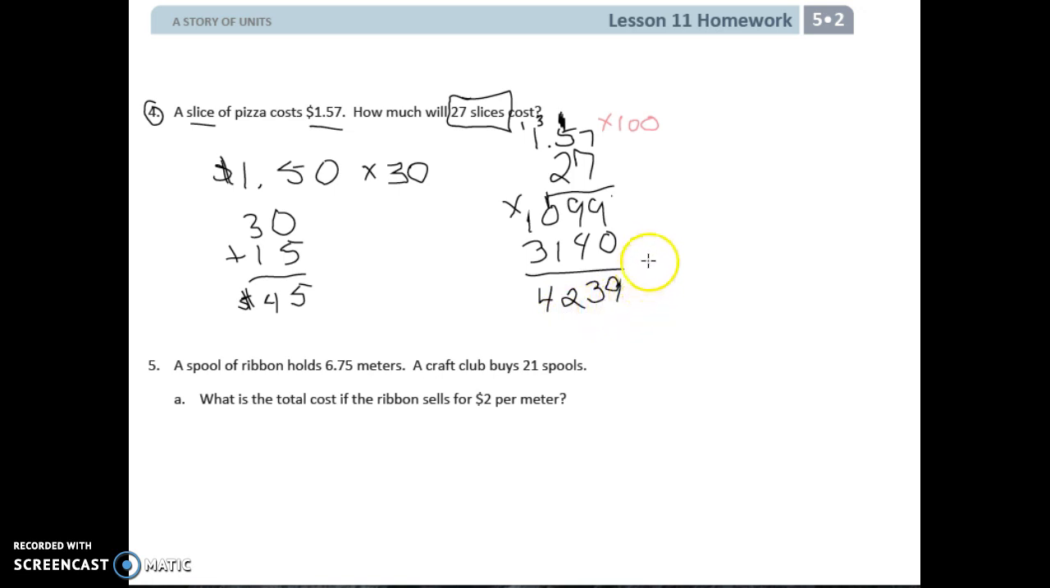So 4,239. But we know that what we did at the beginning with multiplying, we have to undo. So now if we divide that by 100, here's what's going to happen with your decimal. It's going to move over 2 place values. It's going to make a smaller number. So 42.39, very similar to 45, isn't it?